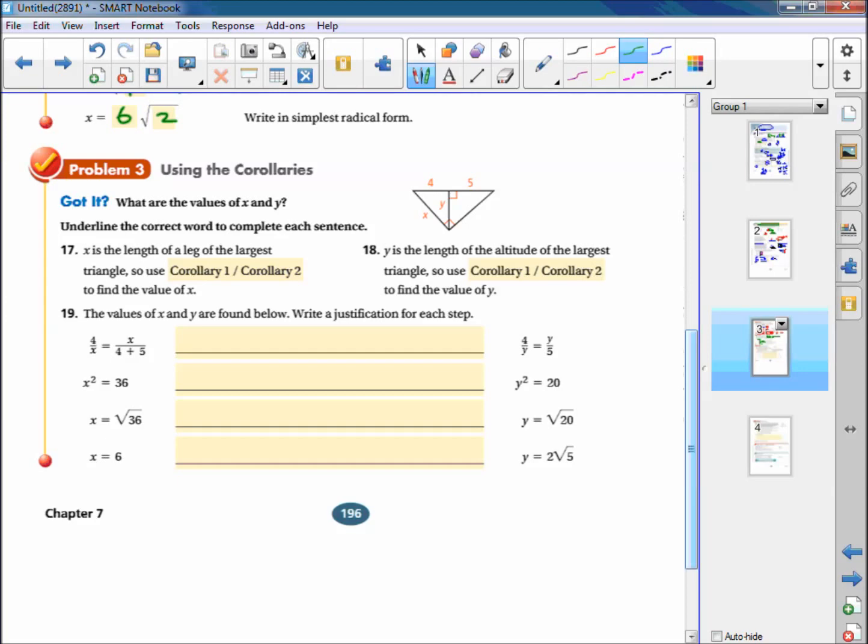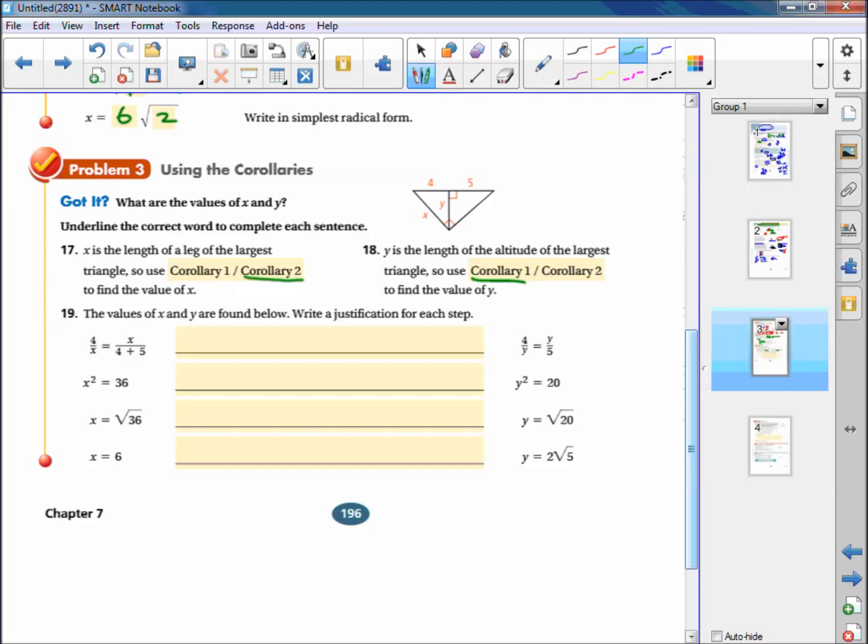All right, so underline the correct word to complete each sentence. X is the length of the leg of the largest triangle, so use corollary number 2. Remember, corollary number 2 has to do with the leg as the value of X. And Y is the length of the altitude of the largest triangle, so we want to use corollary 1 so that we use the altitude as the geometric mean to find the value of Y.